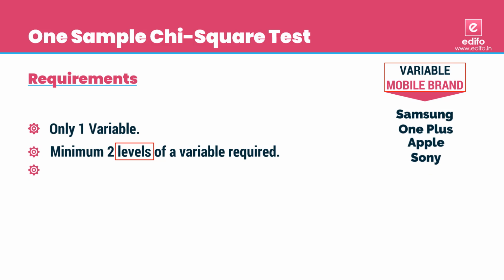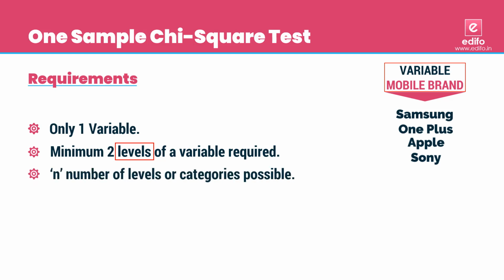The third requirement is that n number of levels or categories are possible. You need a minimum of 2 levels. We can use different levels or different categories under the single variable.